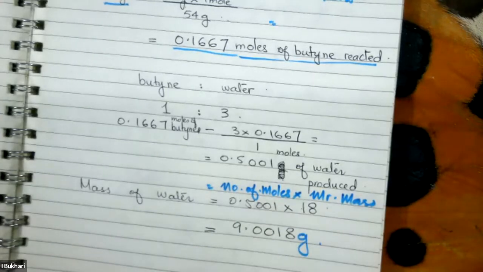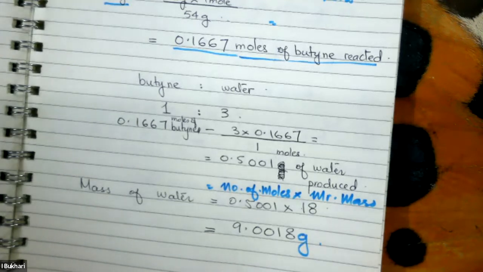Grams. Okay, any confusion? Any question? No, miss, no confusion. Over there, when you wrote 3 into 0.1667 over 1, that is our x, right? Which you have to find. Like you wrote overall. X?